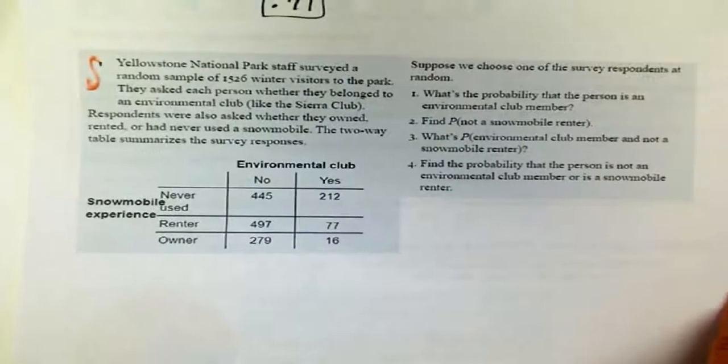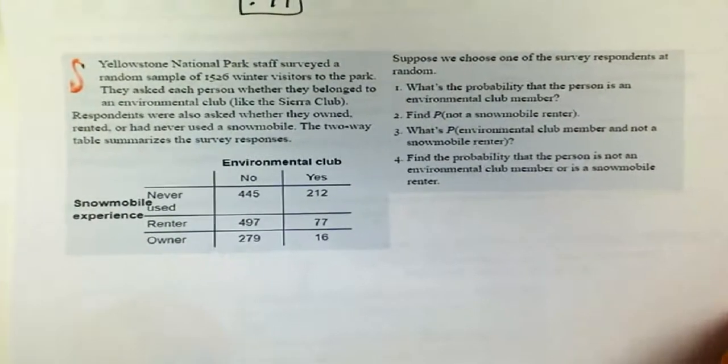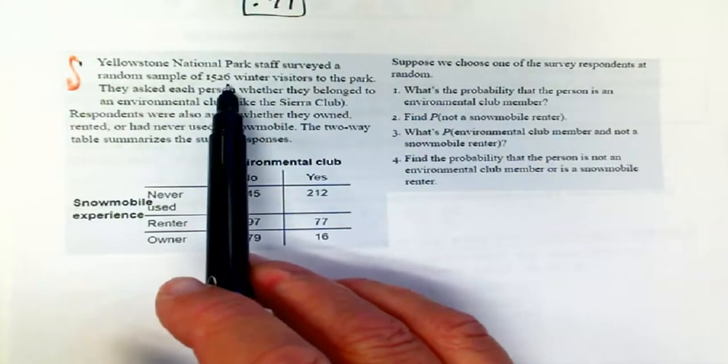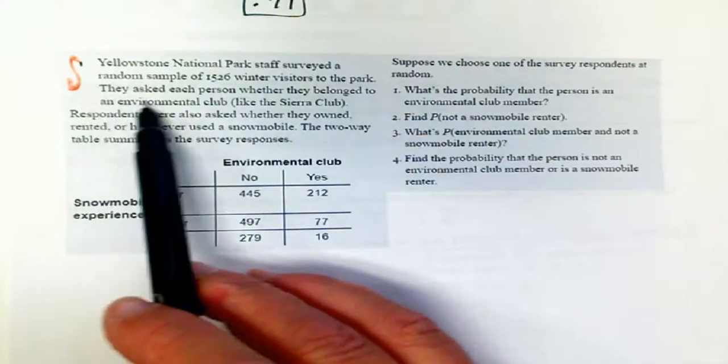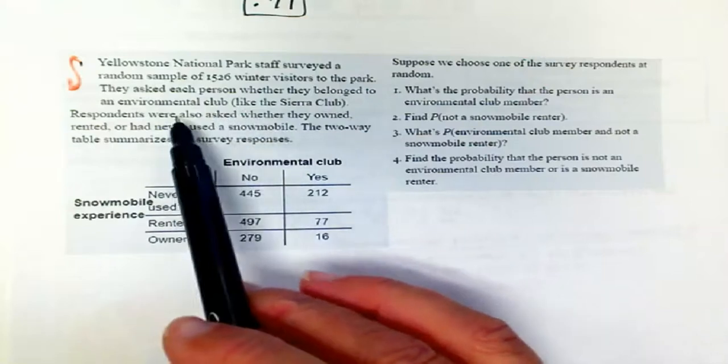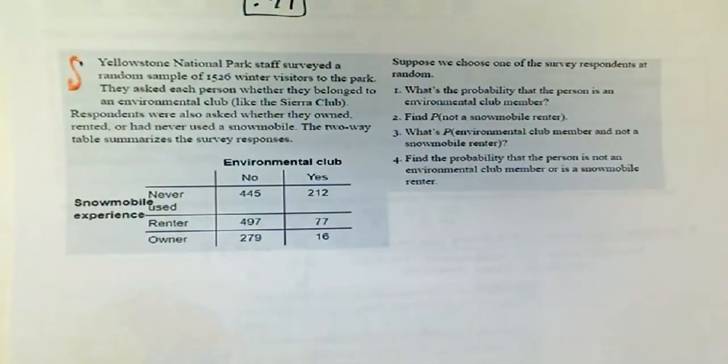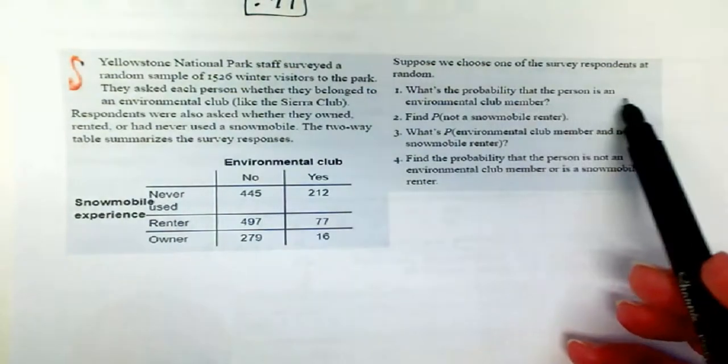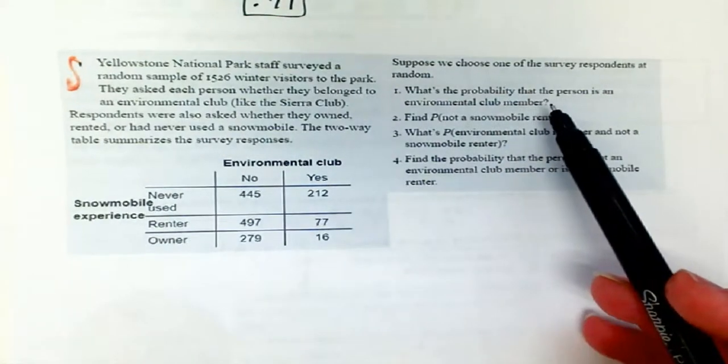Last question. Yellowstone National Park staff surveyed a random sample of 1,526 winter visitors to the park. They asked each person whether they belonged to an environmental club, like the Sierra Club. Respondents were also asked whether they owned, rented, or had ever used a snowmobile. The two-way table summarizes the events. Suppose we're doing one of the following surveys. Number one, what's the probability that the person is an environmental club member?